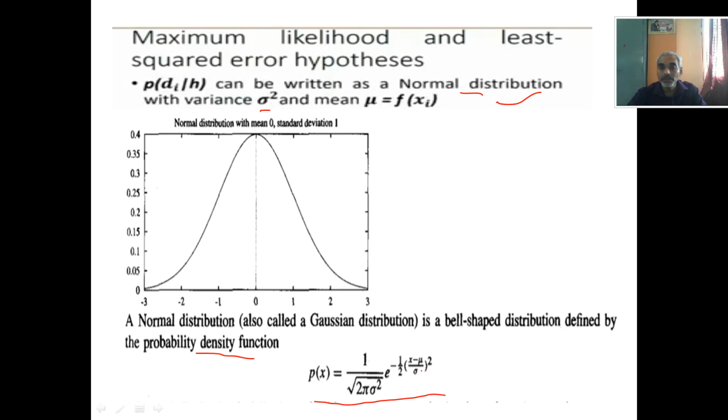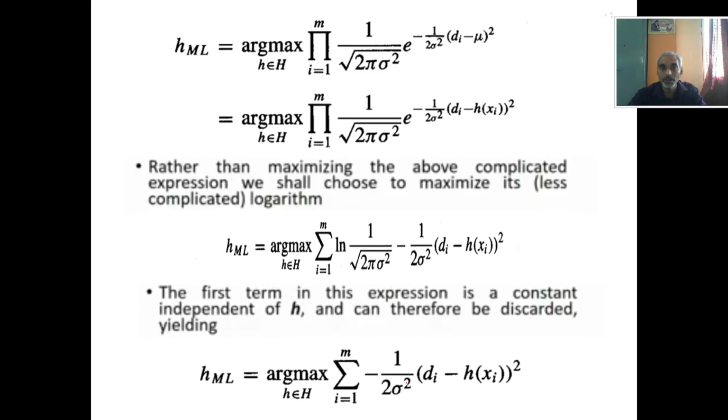So sigma square is the variance, and when you have a sigma, then it is the standard deviation, so square. So this is the probability density function for a normal distribution. Now since you are considering this P of di given hypothesis as a normal distribution, and for a normal distribution the probability density function is this one, now we try to bring that here.